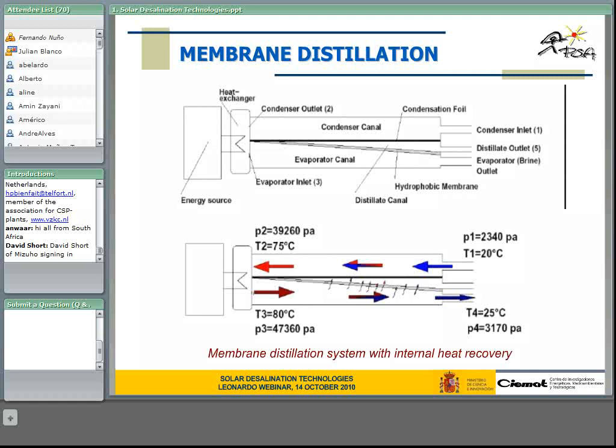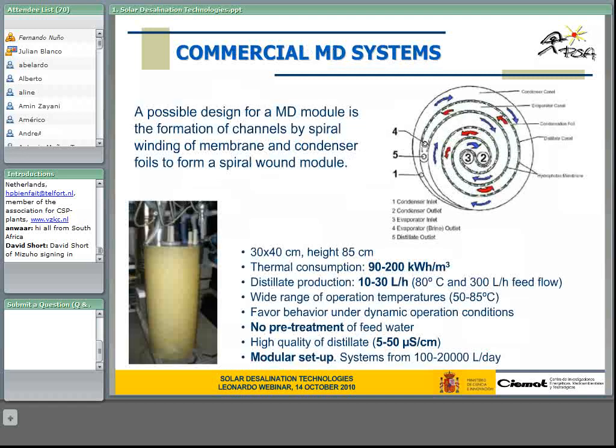The idea is very interesting. There is a number of commercial or pre-commercial systems, but this technology is still at the research level. There is very little technological development up to now.